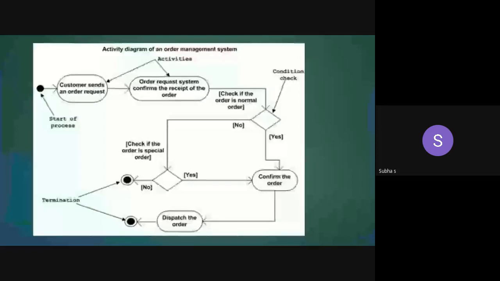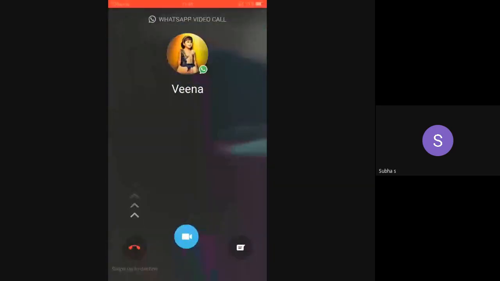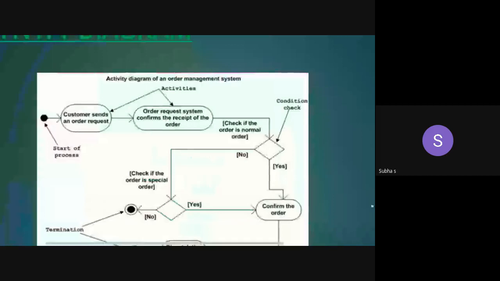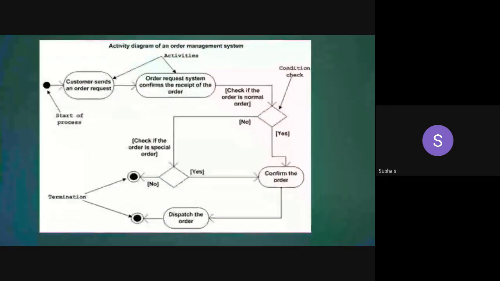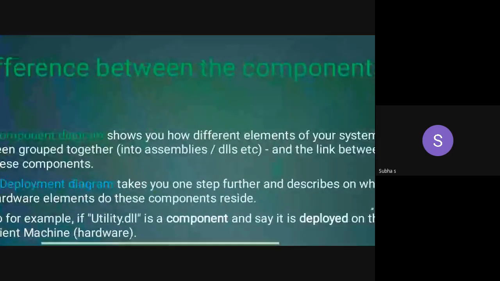So from the given flow chart scenario, we can easily understand the scenario, what application is going on. This diagram shows it in a well-planned manner. Next, we have to know the last diagram, that is the component diagram.